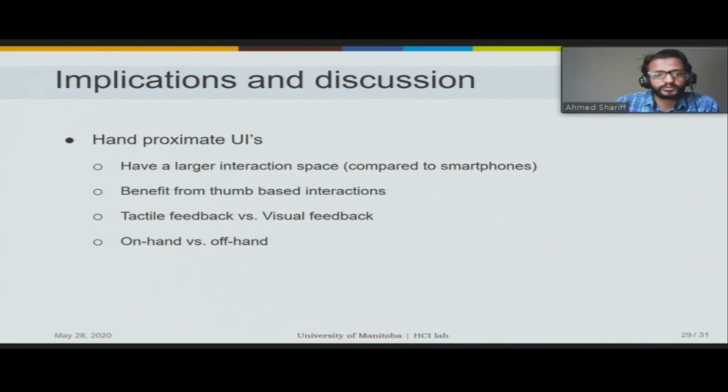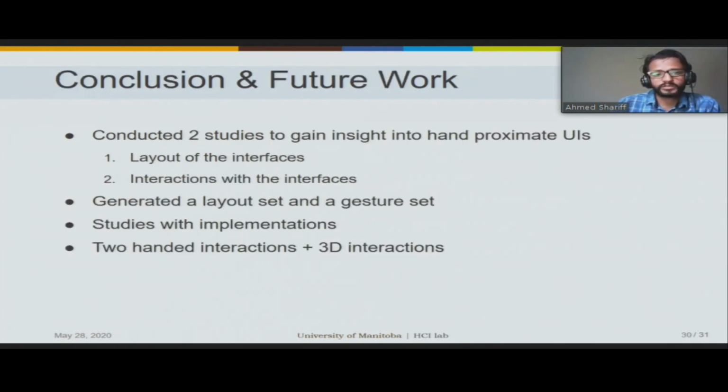And we didn't see much difference in terms of on hand and off hand. So it would also be interesting to see in future implementations how they actually differ. So in conclusion, we conducted two studies to gather insight into how we would display information and interact with it, and we generated a set of layouts and consensus gestures. And in the future, we would like to implement this and see how participants react to that.